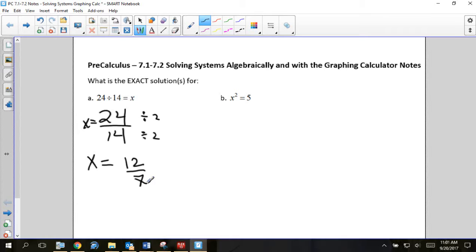Okay? So there are times where we're going to want the exact solution. There are times where we're going to want an approximation. So we'll do both today.